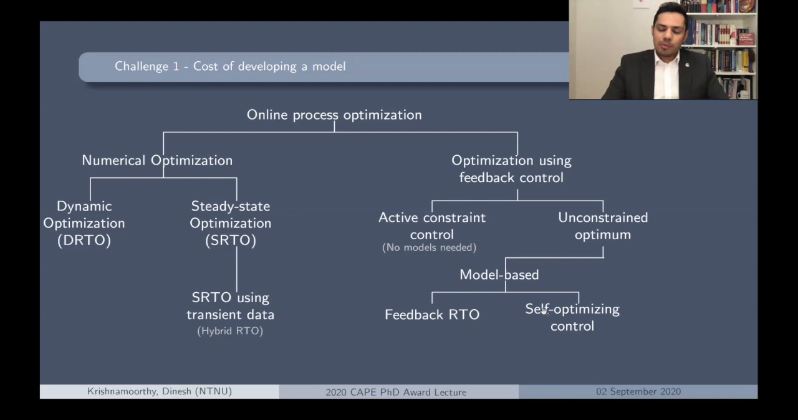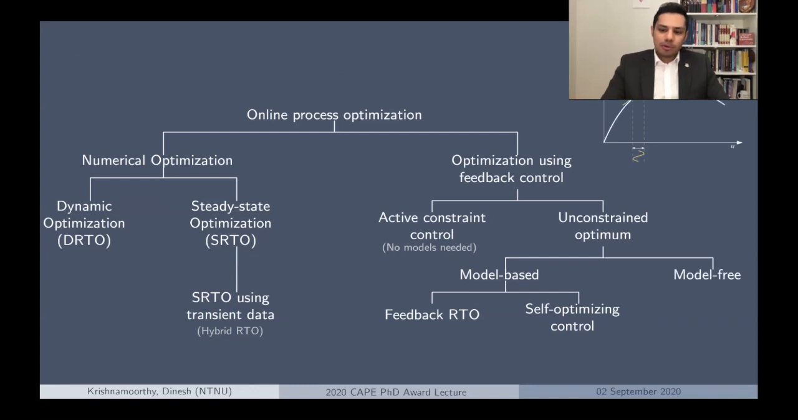Both the self-optimizing control and the feedback RTO approach require the use of models, be it online or offline. However, one of the main challenges is getting these models in the first place. Even if we do have some models, due to lack of knowledge or model simplification, the models may be structurally wrong. So in order to address this, we can use model-free approaches, where the main idea is to estimate the steady-state cost gradients directly from the cost measurements.